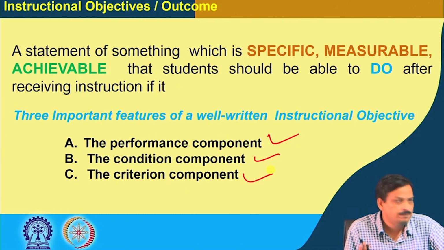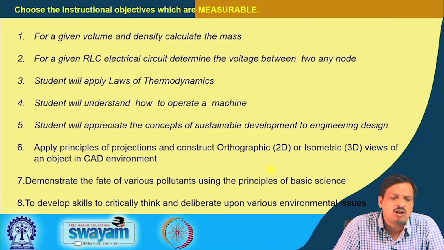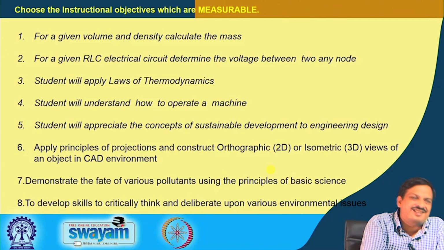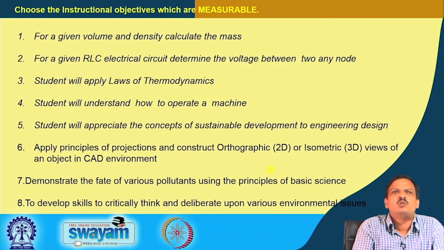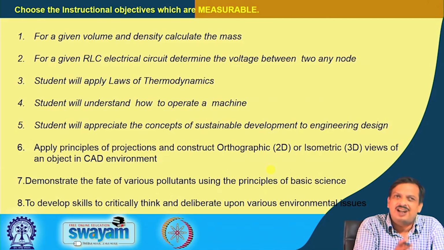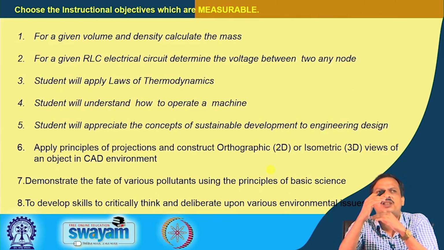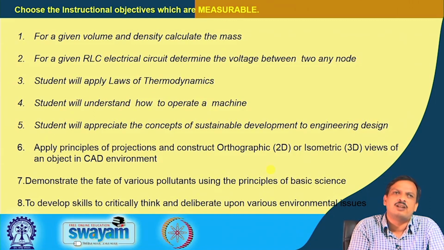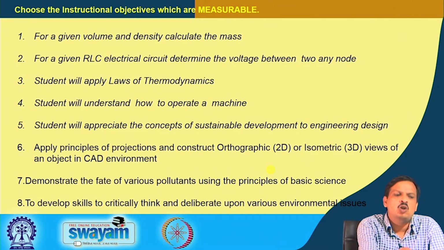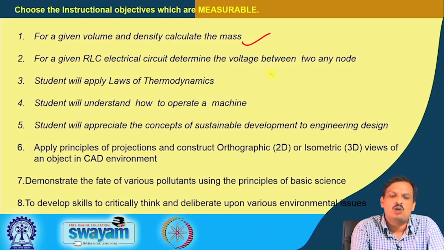Okay? So, let us see, choose the instructional objectives which are measurable. I have given 8 instructional objectives or outcomes; find out which ones are measurable. Those were written by, I think, many professors of many courses, but still you see some of the instructional objectives are not measurable. Suppose I give you a set of instructional objectives and tell you to find out which one is measurable. For a given volume and density, calculate the mass, is measurable, okay. For a given RLC circuit, determine the voltage between any two nodes, measurable.